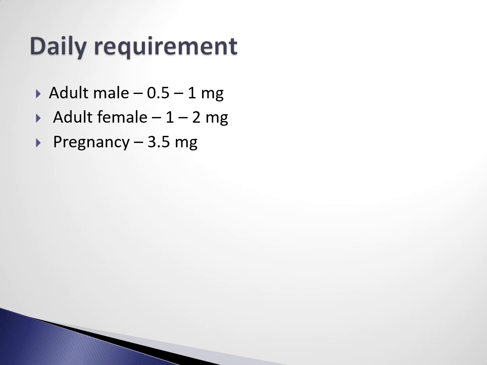Now what is the daily requirement of iron? In adult males, it's 0.5 to 1 milligram, in females 1 to 2 milligrams, and it gets increased during pregnancy because there is increased demand during pregnancy and lactation. It is 3.5 milligrams.